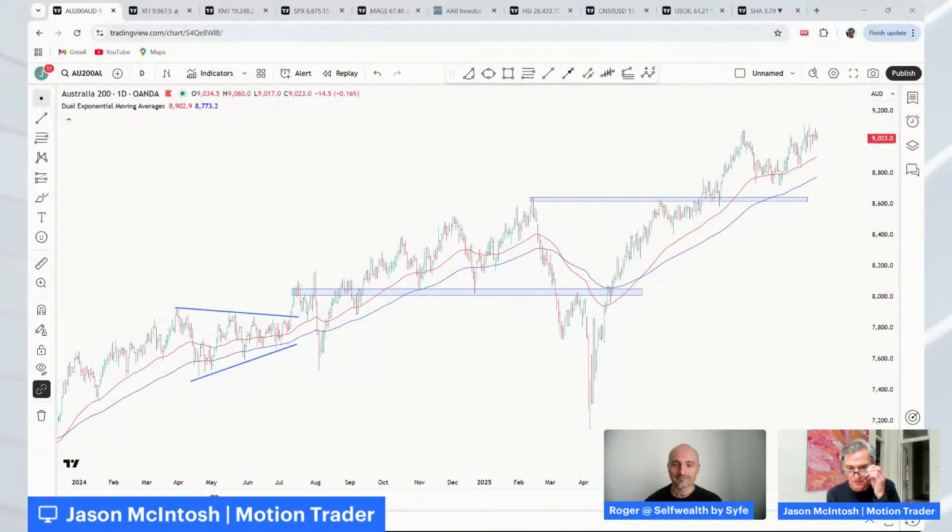Let's get into how that Australian market is looking. Okay, so I'll start off with the ASX 200.